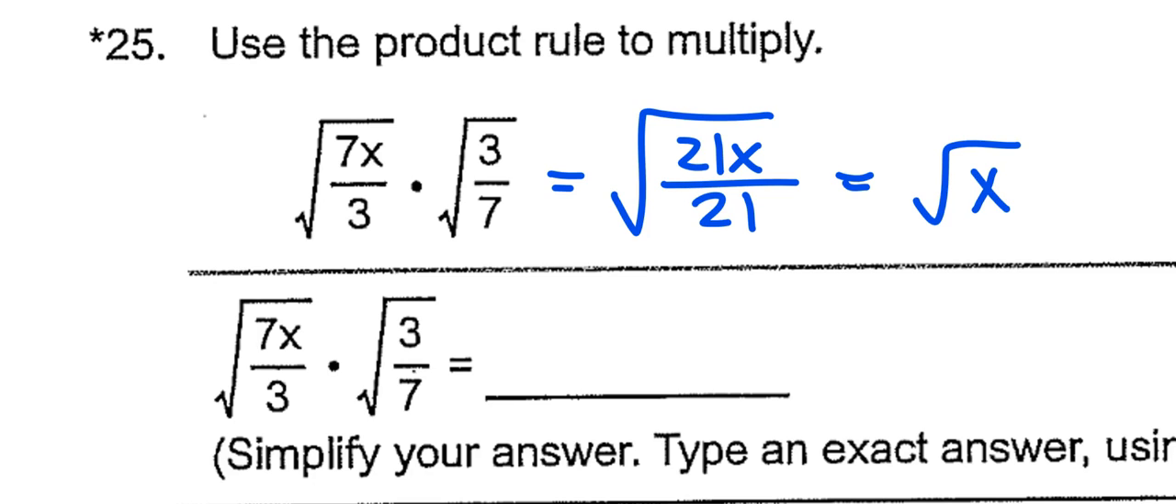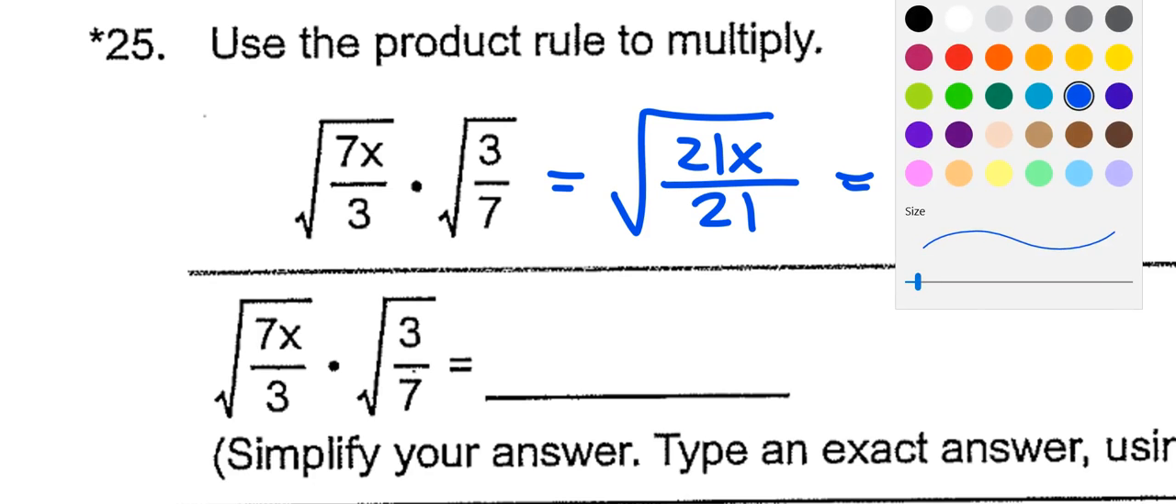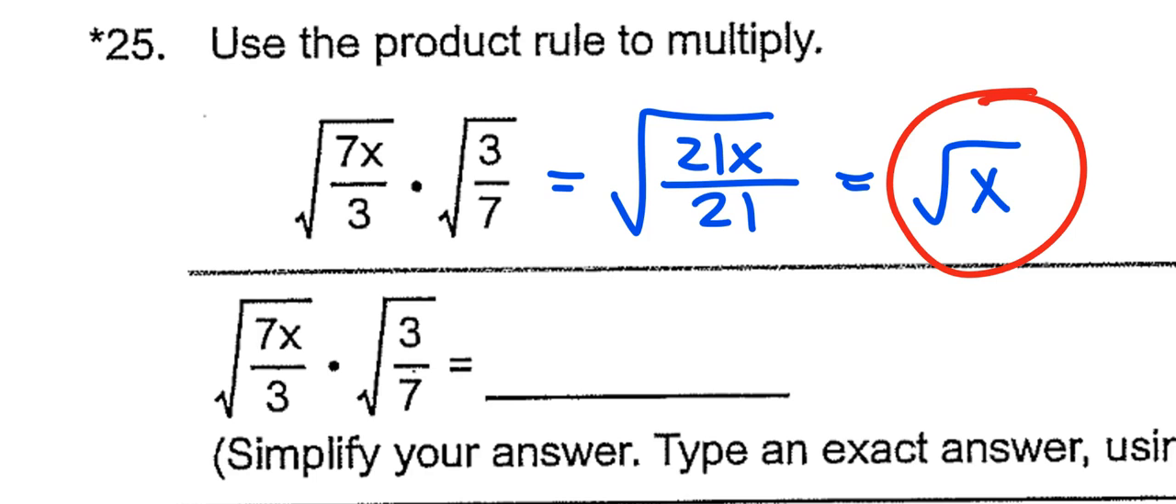The square root of x. Is there any way to simplify that, or is it finished? Yes, it's done. You could put the square root of 1x. There's nothing wrong with that. If you don't put the 1, it is assumed to be a 1. You can put a 1 in there.